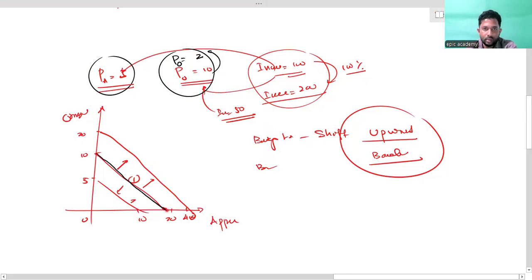Now the budget line changes. How does the budget line change? Income is $100. The price of orange is just 2. Then you can consume 50 oranges. The same value for the apple, because the price of the apple does not change.